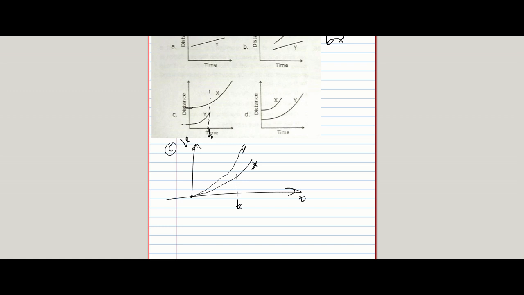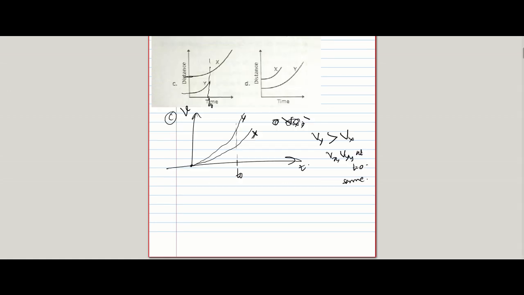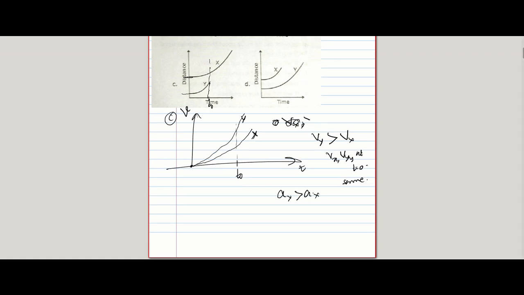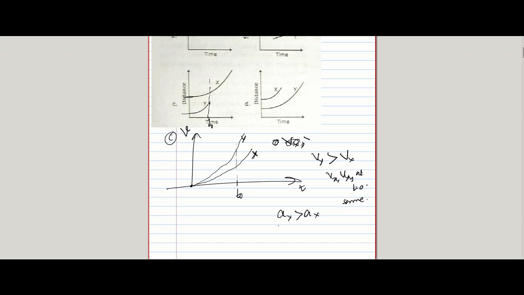And for x it will be like this, right? So the velocity of y is greater than the velocity of x, even though vx and vy at t equals 0 were the same, which means obviously the acceleration of y is greater than the acceleration of x, so option C cannot be the answer. So option D is obviously the answer.